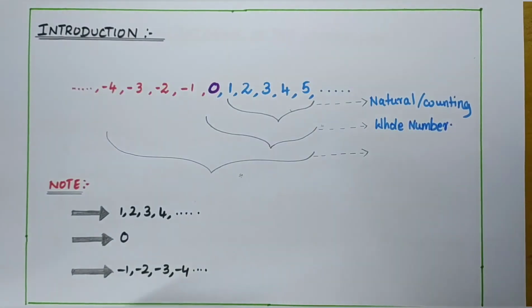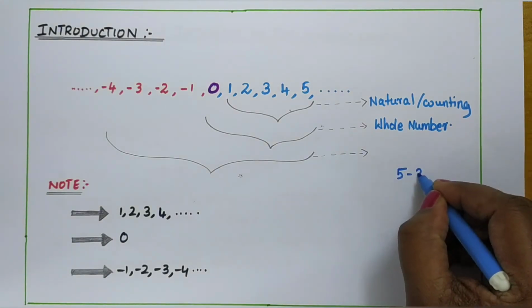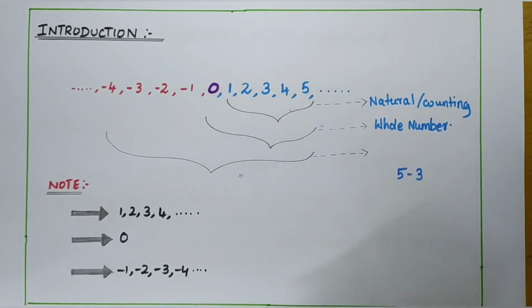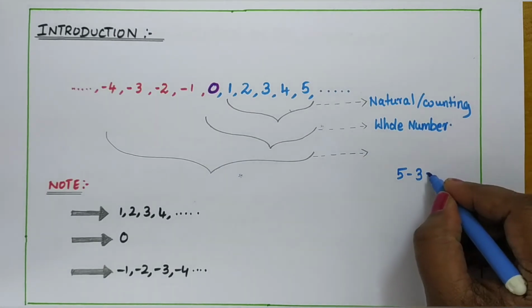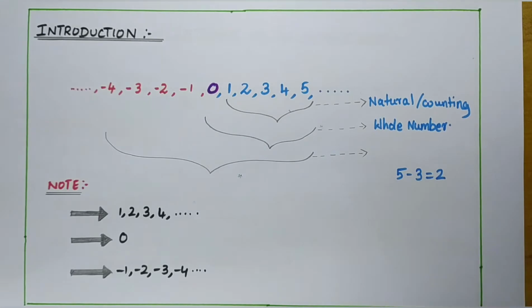Now, I'm going to introduce the next set of numbers called integers. Let us see the purpose of introducing integers. For example, if I subtract 5 minus 3, I get the answer 2, because 5 is greater than 3. So the subtraction is possible. 5 minus 3 is 2.